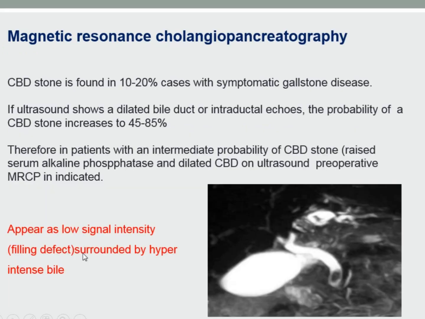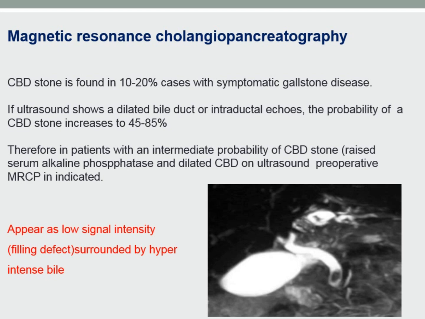Okay? Excellent. Regarding magnetic resonance cholangiopancreatography, common bile duct stones happen in 10 to 20% of patients with symptomatic gallstone disease. If ultrasound shows dilatation of the bile duct and intraductal echoes, the probability of common bile duct stone increases to 45 to 85%.